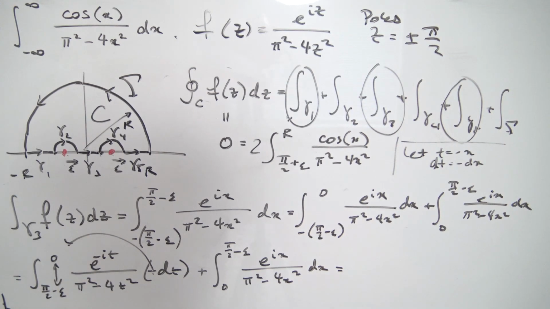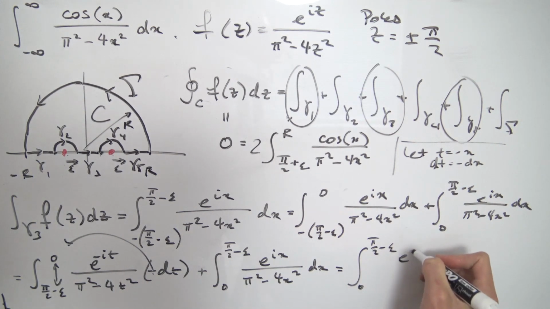So these bounds are going to switch around, and we're going to have the same bounds on both these integrals, which means we can add them together. So now we have the integral from 0 to pi on 2 minus epsilon. We're going to add these two integrands together right here, and notice they have the same denominator, which means that we really only need to add the numerator.